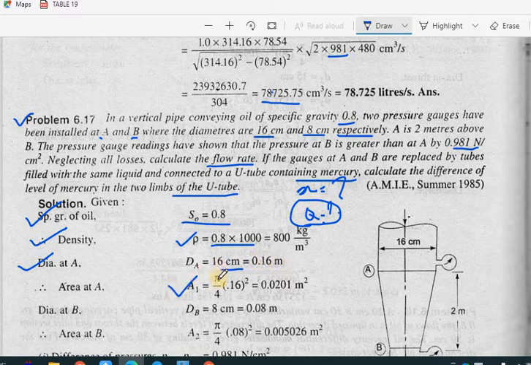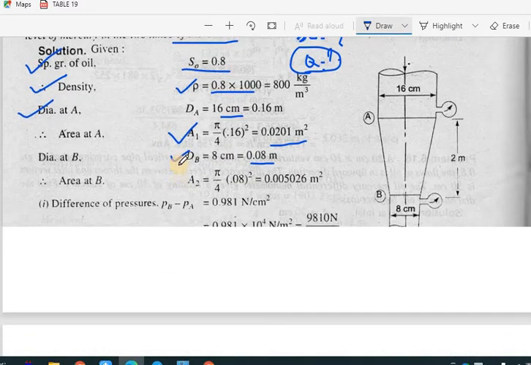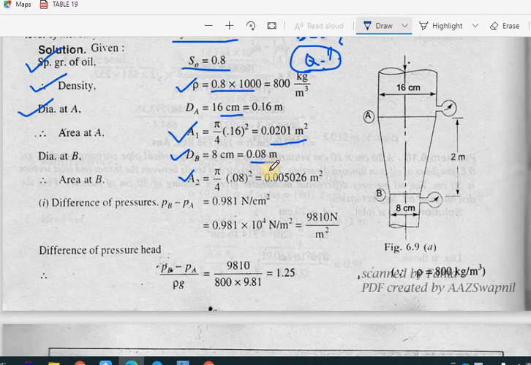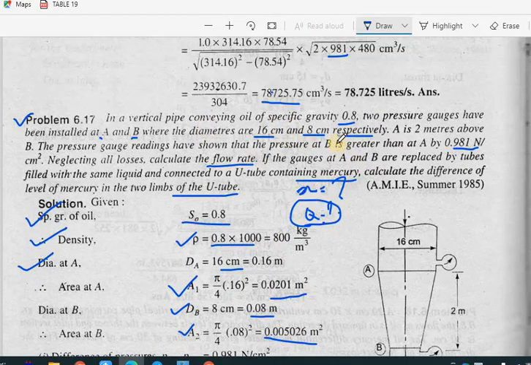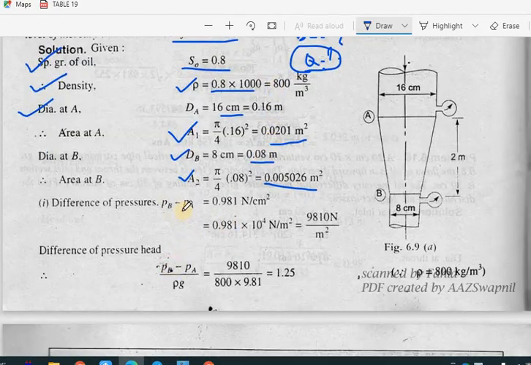From here we can calculate the area. Area will be pi by 4 d square. So the final value of A1 is 0.0201. After that, the diameter at B is 8 centimeter, converted into meter it will be 0.08. So the area at section B will be pi by 4 into 0.08 square. So the final value for A2 is 0.005026 meters square.